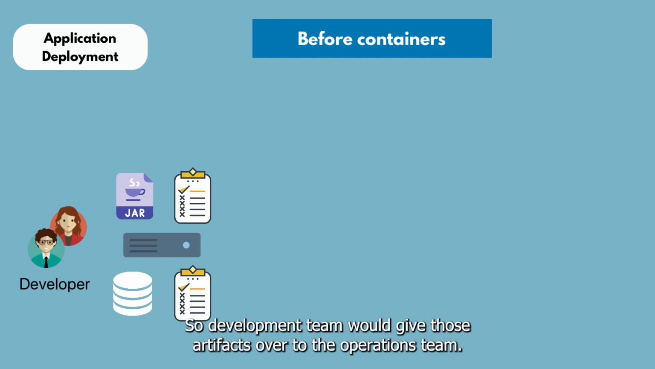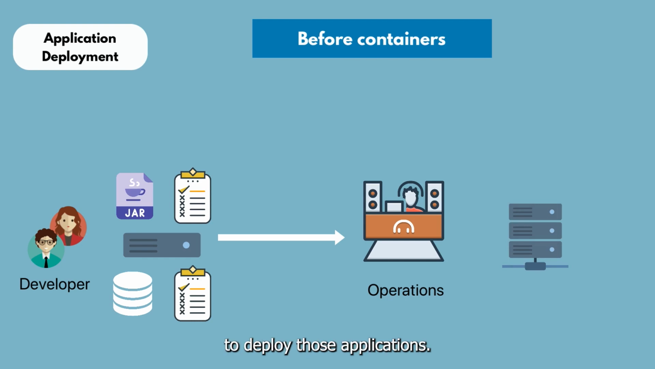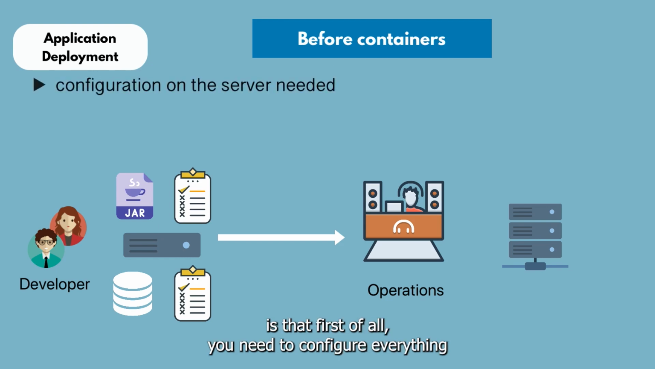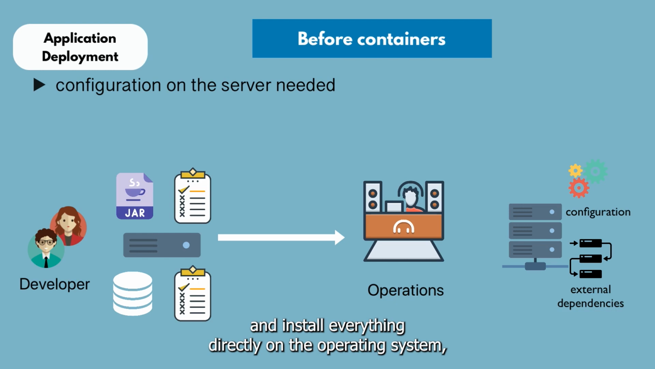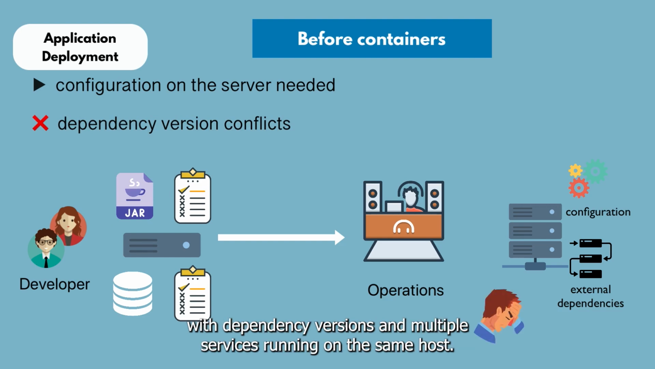So development team would give those artifacts over to the operations team, and the operations team will handle setting up the environment to deploy those applications. Now, the problem with this kind of approach is that, first of all, you need to configure everything and install everything directly on the operating system, which we saw in the previous example could actually lead to conflicts with dependency versions and multiple services running on the same host.